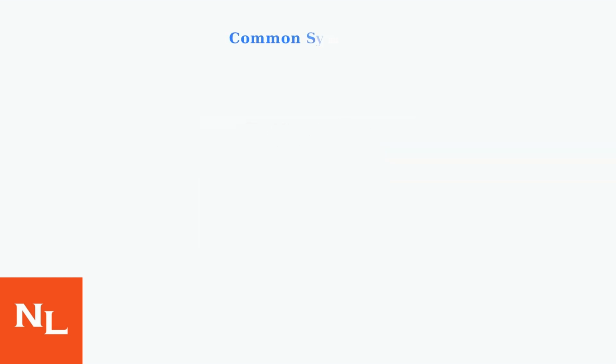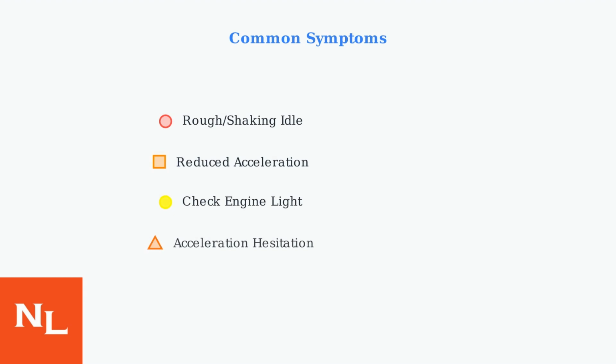A cylinder 1 misfire produces several noticeable symptoms. The most common include rough idle, reduced engine power, check engine light activation, hesitation during acceleration, and increased fuel consumption. Here's what you might see in a real Ford vehicle when P0301 is detected. The diagnostic scanner will display this code, indicating the specific cylinder 1 misfire condition.